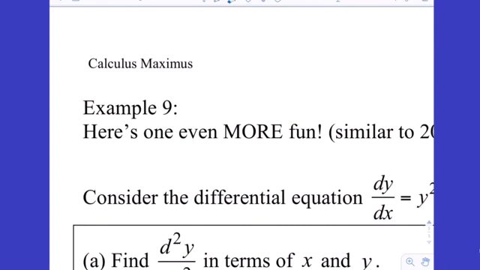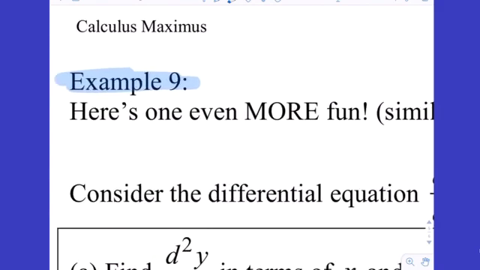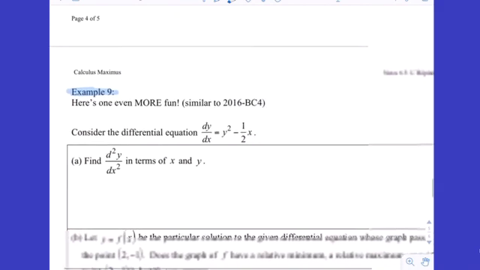Uh-oh. Example 9 should be bolded. It's not. Does that mean it's not as important? I don't know. I just forgot to bold it. Here's one even more fun. Looks like we're missing a word in there or something. Okay. So I kind of really messed up here. Didn't bold it, missed a word.